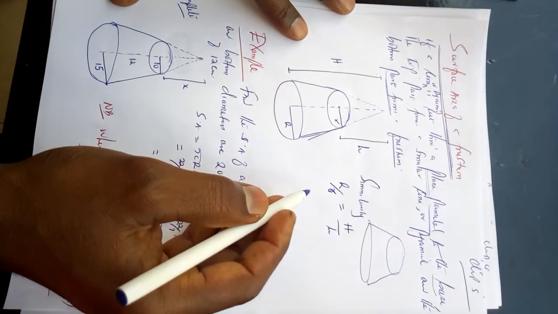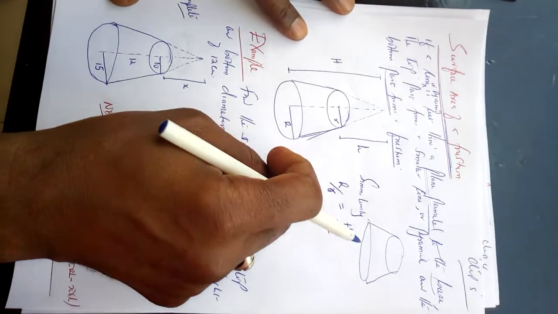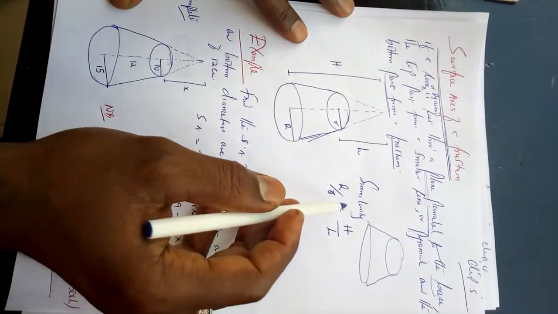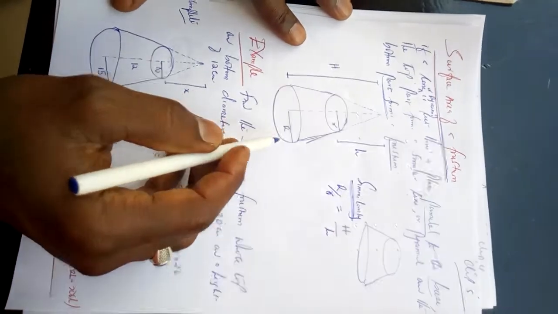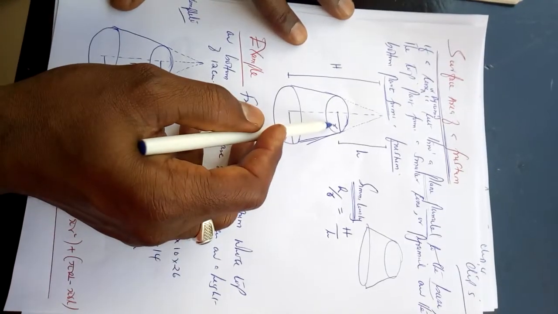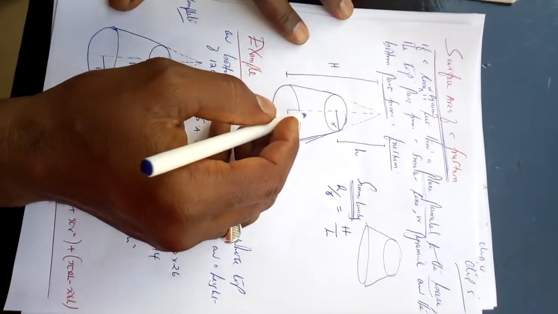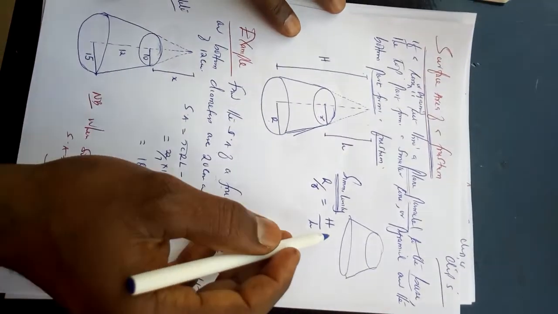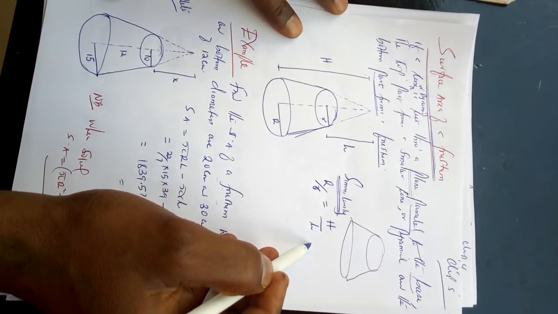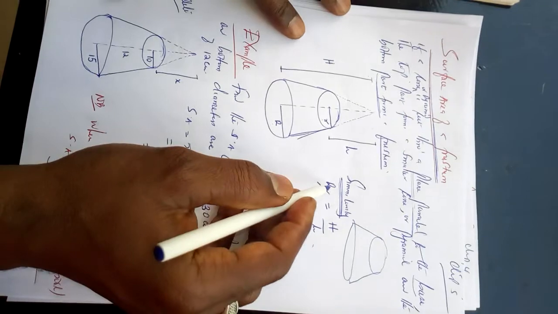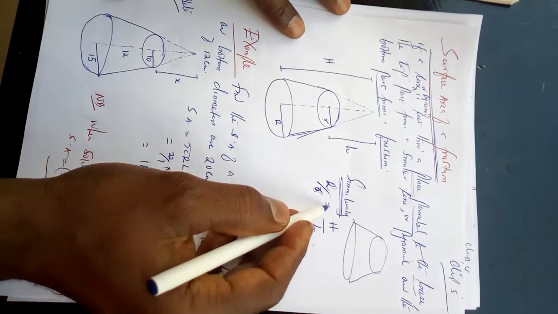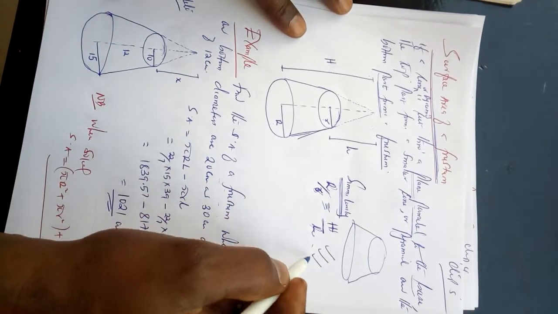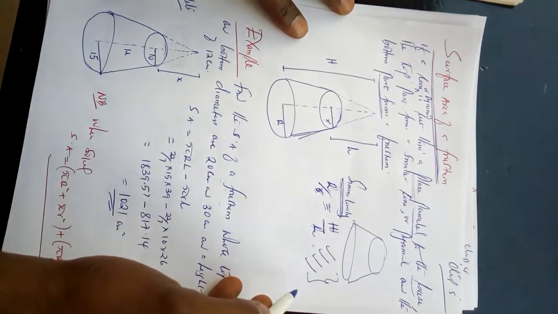When it comes to a frustum, there is something else you have to bring on board: the knowledge of similarity. If I'm given the bigger radius and the smaller radius, and part of the height, either of the cone or the frustum, then with similarity I'll be able to calculate the missing value. We normally say the big radius over the small radius is equal to the big height over the small height. This is very important for working with frustums.